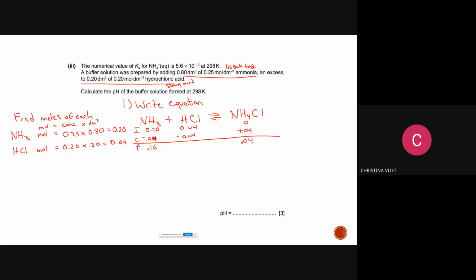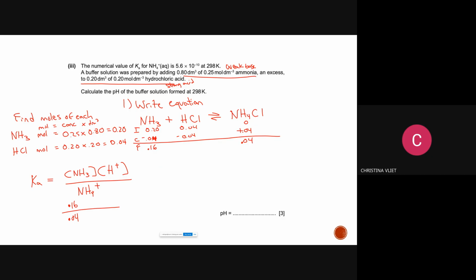Ka is NH3 times H plus over NH4 plus. What would that look like? What did you get? NH3 is 0.16. You can always solve using that one. So NH3 would be 0.16. NH4 plus would be 0.04.